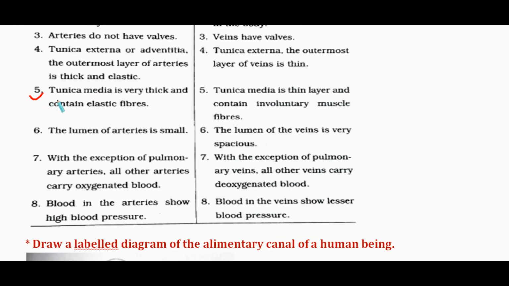Next, tunica media in arteries is very thick and contains elastic fibers. Tunica media in veins is thin and contains involuntary muscle fibers. The lumen of arteries is small. The lumen of the veins is very spacious. With the exception of pulmonary arteries, all other arteries carry oxygenated blood. With the exception of pulmonary veins, all veins carry deoxygenated blood. Blood in the arteries shows high blood pressure. Blood in the veins shows lesser blood pressure. These are the differences, but you can write 4 differences in 4 marks.